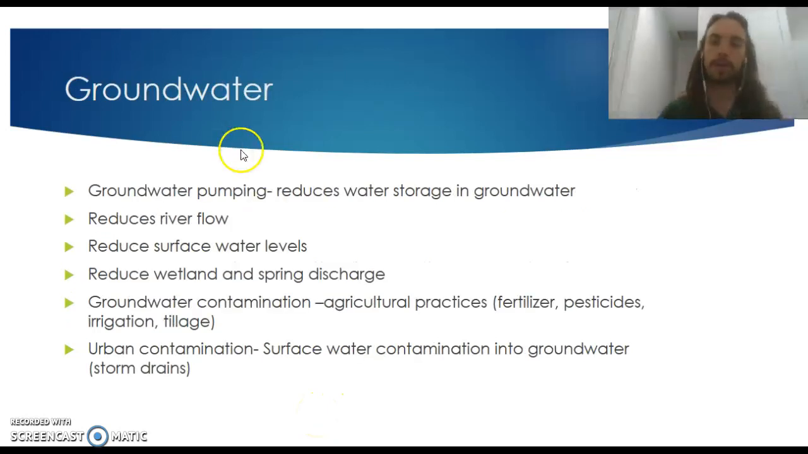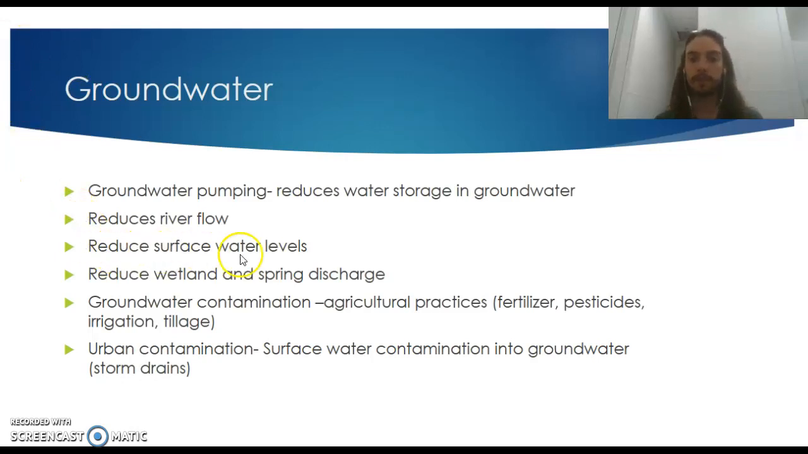So let's get into groundwater a little bit. How we get our groundwater is through groundwater pumping, and if we pump too much, it's going to reduce our water storage in the groundwater. That's if we're discharging more than is recharged into that system, we're going to reduce the water storage. The water table is going to lower. So that's going to reduce river flow, obviously. There's not water going into rivers, so the river is going to have less water to move. So that's going to reduce the flow.